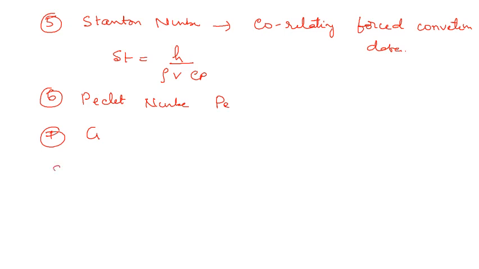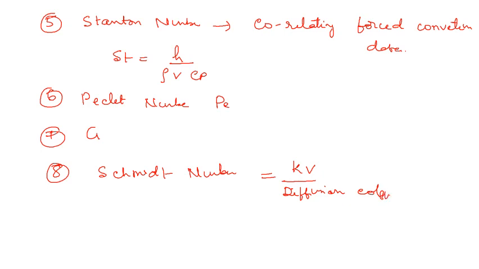Then the eighth number we can define is the Schmidt number. What is the Schmidt number? It is the ratio of kinematic viscosity to the diffusion coefficient. It forms a relationship between velocity and the concentration profile, and thus these profiles become identical when the Schmidt number is 1.